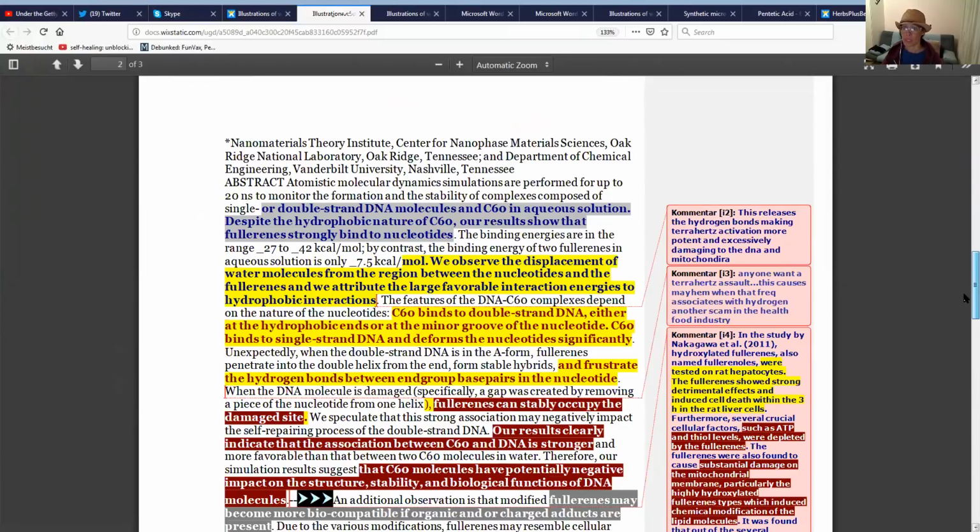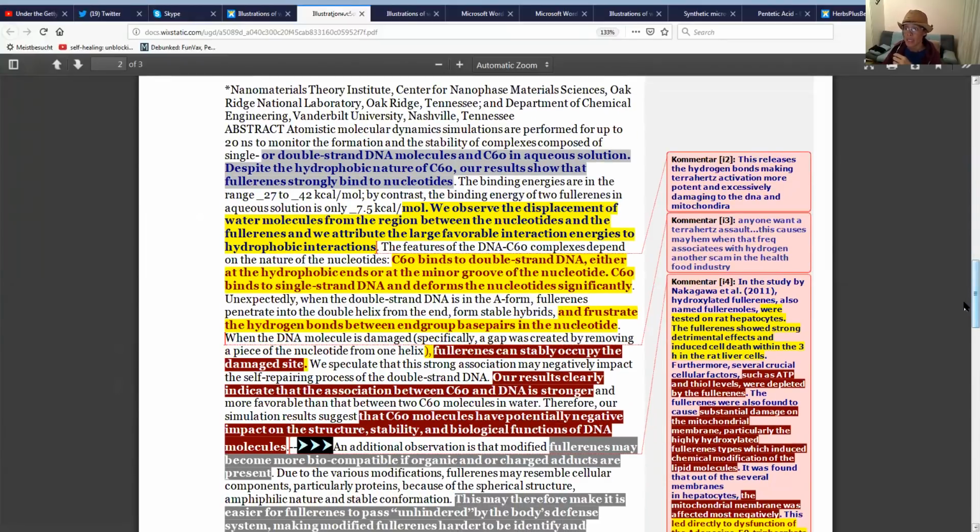And so these are some images that Tony had brought up. Okay, let's go over a little review of this. Double-strand DNA molecules and C60 in aqueous solution, despite the hydrophobic nature of C60, our results show that fullerenes strongly bind to nucleotides. We observe the displacement of water molecules from the region between the nucleotides and the fullerenes, and we attribute the large favorable interaction energies to the hydrophobic interactions. C60. So Tony's comment, second comment there, it releases the hydrogen bonds, making terahertz activation more potent and excessively damaging to the DNA and mitochondria.